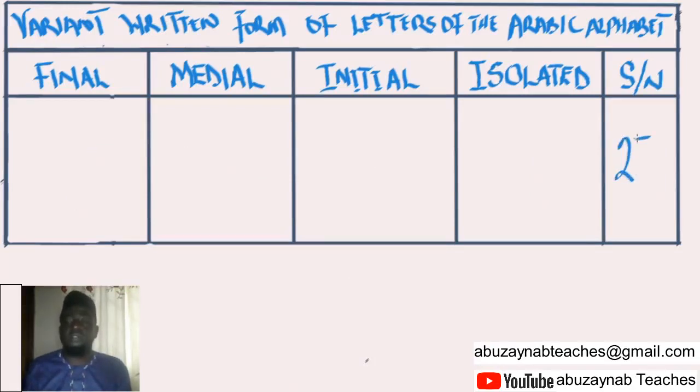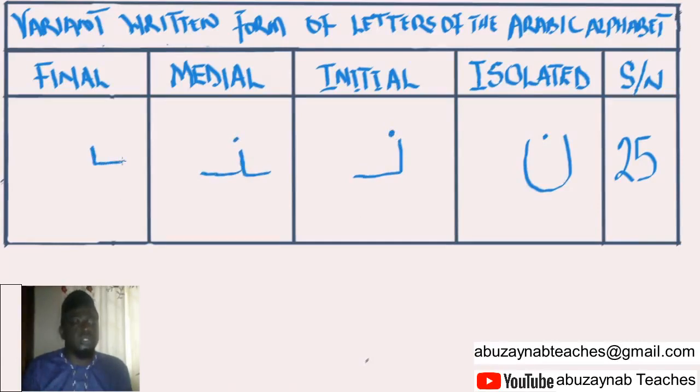The 25th letter of the Arabic alphabet is Nun. Nun is written this way in its initial form, could be written in this way in its medial form, and also could be written in this way in its final form. Nun can be joined to a succeeding letter in its initial form, a preceding and succeeding letter in its medial form, and a preceding letter in its final form, letter Nun.